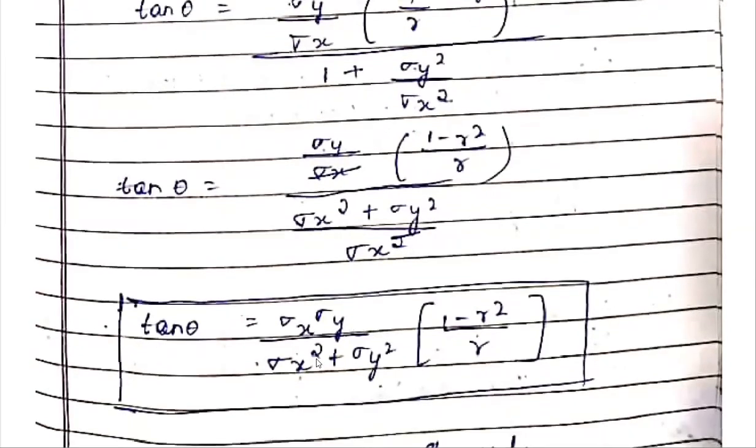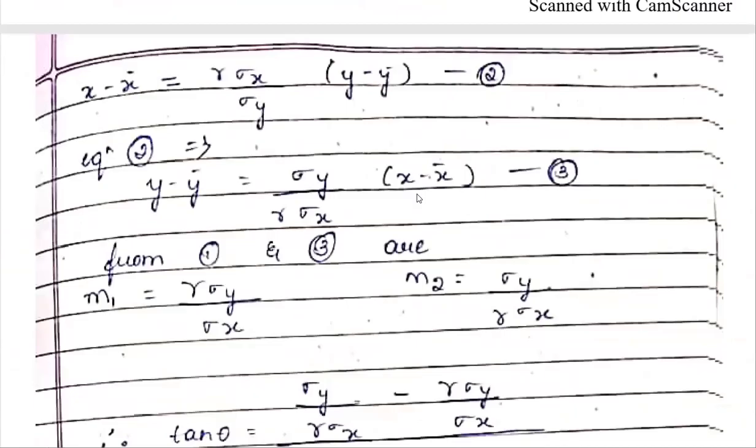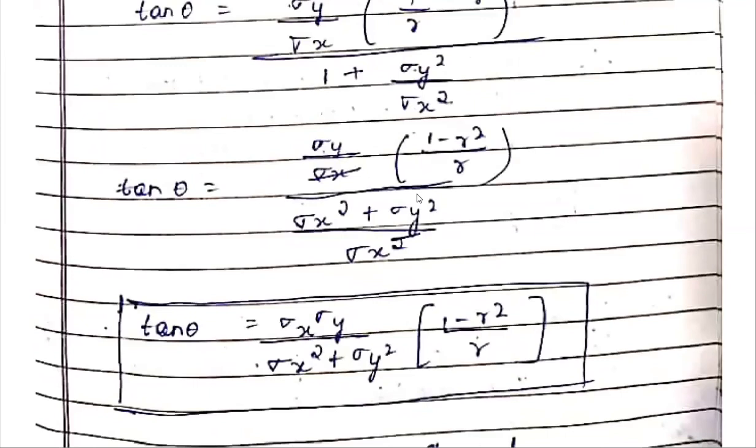That's what we've done here. So sigma x into sigma y divided by sigma x square plus sigma y square. And this as it is, 1 minus r square by r. So that's a relation which is asked. If you want to recheck it, see. It's the same relation that is asked. We have got the relation. So that's how we can find tan theta in terms of sigma x and r. This is also an important derivation.